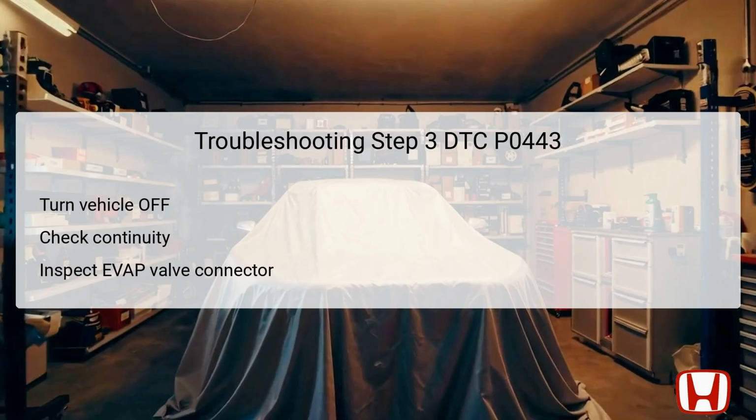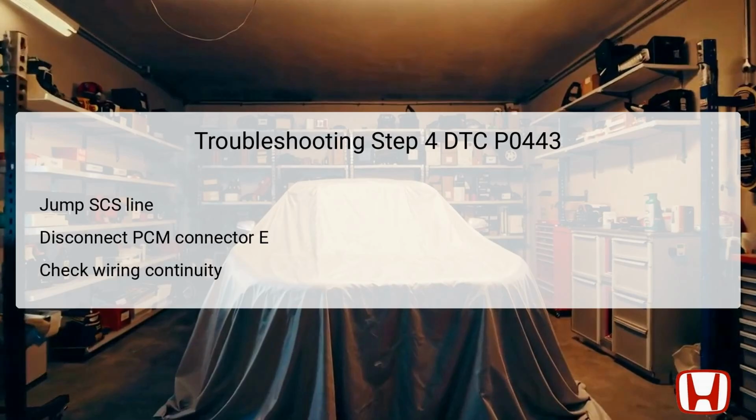Proper continuity inspection is essential for ensuring that electrical components function correctly and helps narrow down the failure point. In Step 4, a short circuit check is performed, beginning with the technician jumping the SCS service check signal line with the HDS. After a brief wait of over a minute, the next step involves disconnecting the PCM Powertrain Control Module Connector E, which consists of 80 pins.